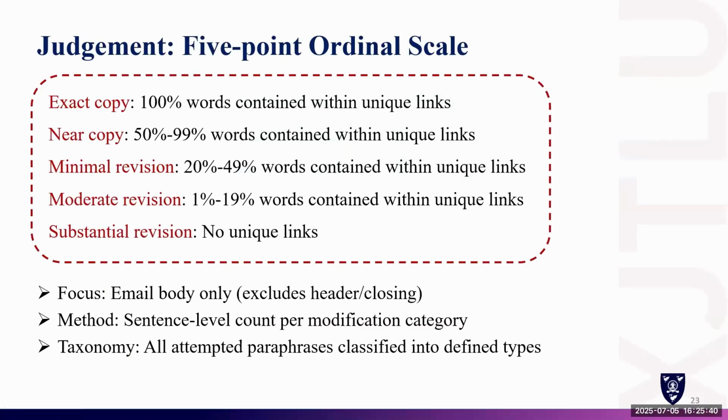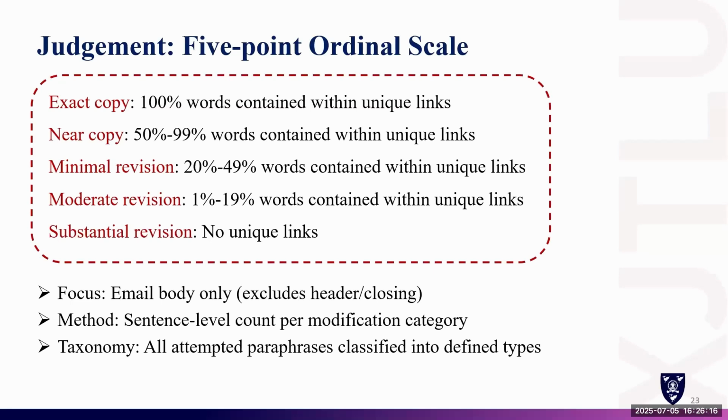So in our study, the judgments were conducted based on a 5-point ordinal scale. An exact copy means that 100% of the words were copied from the original text, and the near copy represents highly overlapping content with about 50% to 99% of words contained within the unique links. And for students who made more modifications, we classified it as minimal revision and moderate revision. For those without any matching text, we classified it as substantial revision.